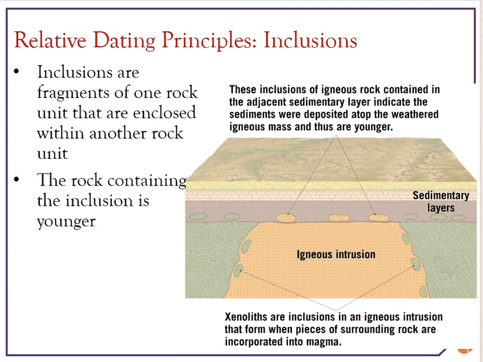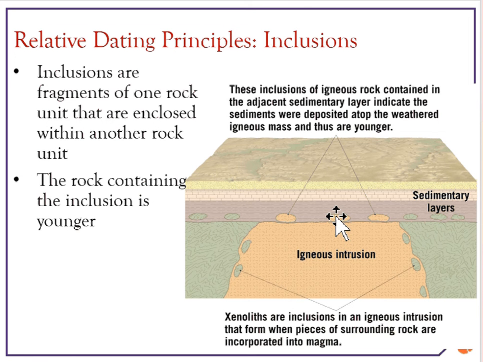There are also inclusions. Inclusions are fragments of one rock unit that are enclosed within another rock unit. So in this case, when we look at this picture, we see that there's an igneous intrusion coming in. And we all know that this igneous intrusion, when it's moving upwards through these rock layers, will actually bake the area around it and also take some crumbles, some pieces of the host rock, into itself. When we look at these pictures and see these features in here, we can say that this igneous intrusion is younger than the surrounding material because it actually took pieces of the surrounding host rock into itself.